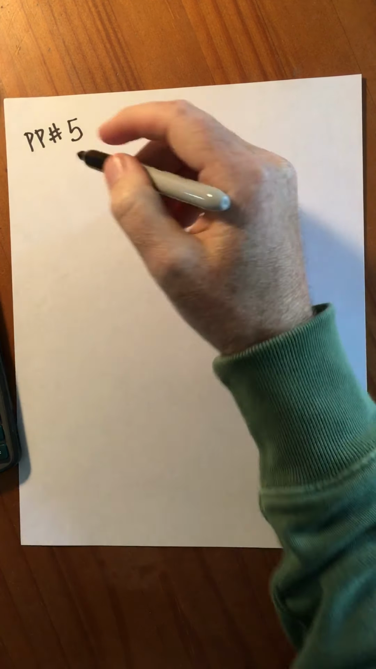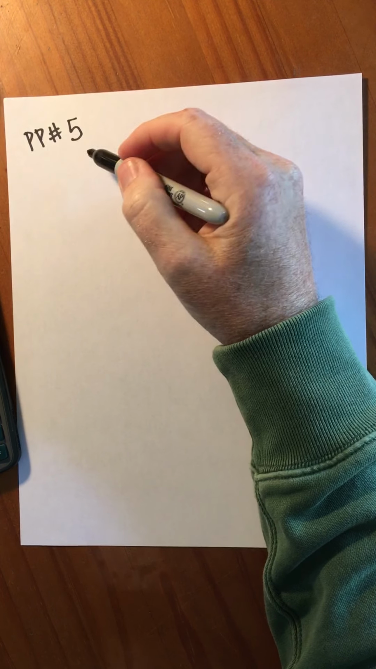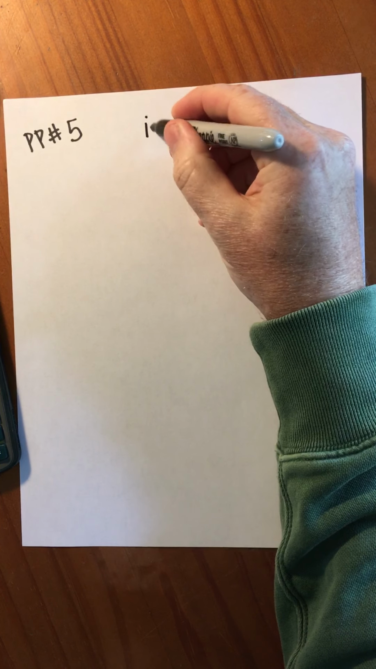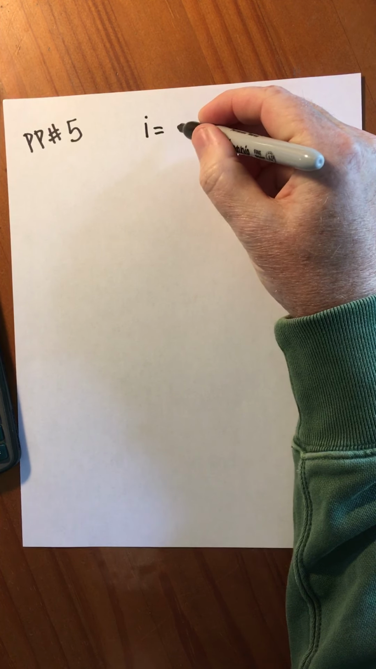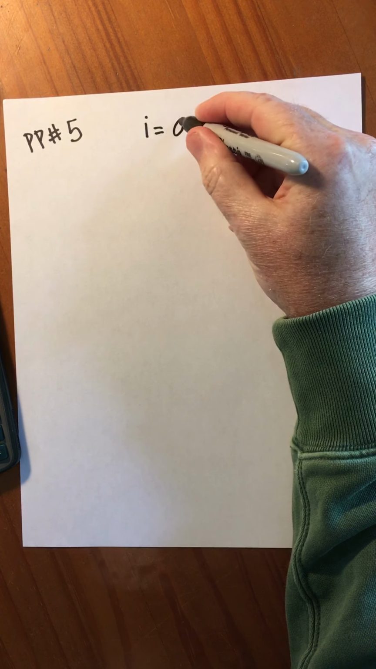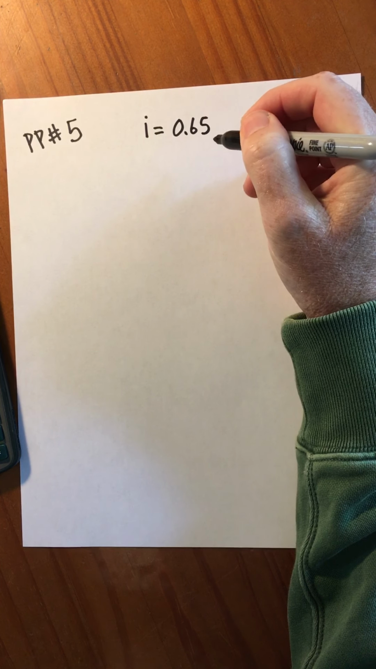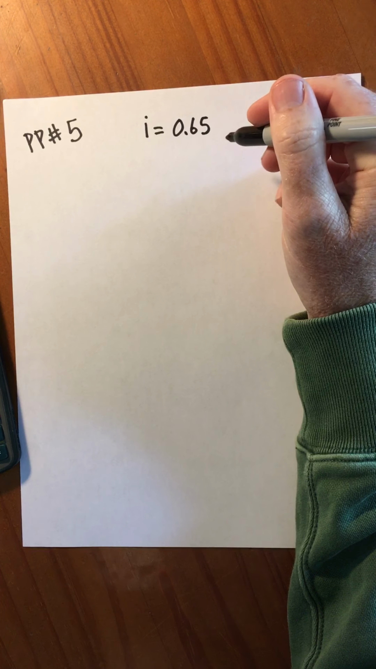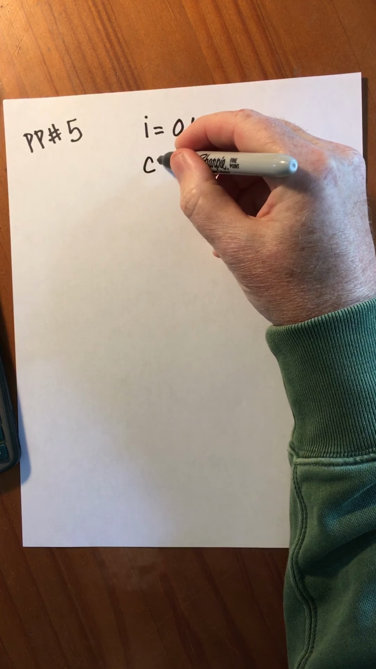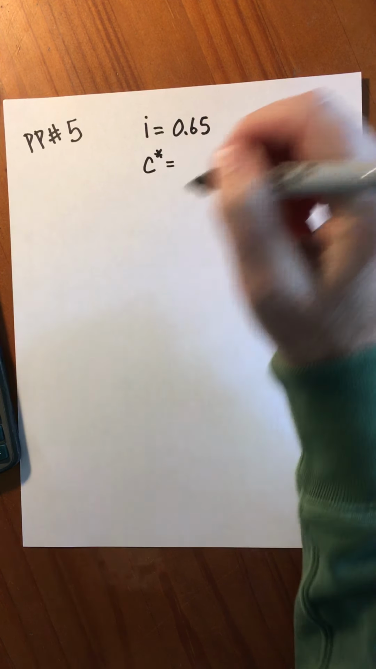In this video now we're looking at practice problem number 5 from the second lecture. In this case there's an interest rate given in the market of 65%, so that's equivalent to 0.65. And it says what are the optimal values for C and S? So I'm trying to find this C star and S star.